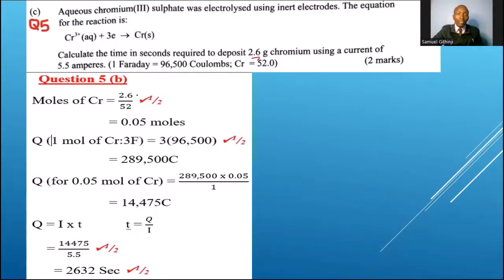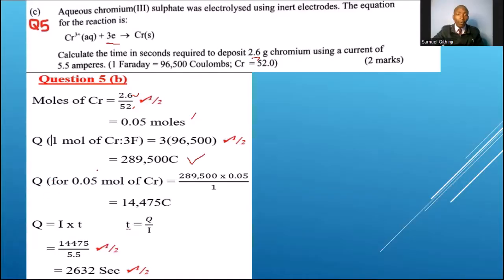So my student, you can decide to work out the number of moles of chromium. Mass divided by relative atomic mass, you get that. That's where you score half. Then the quantity of electricity to deposit 1 mole. Remember, you're given the equation, you're talking about 3 Faraday. So that is 3 times the Faraday's constant. You get the number of coulombs that you need for 1 mole.